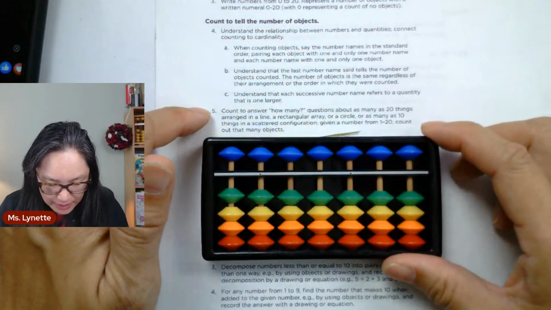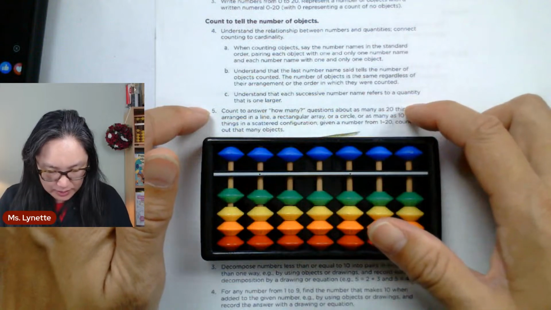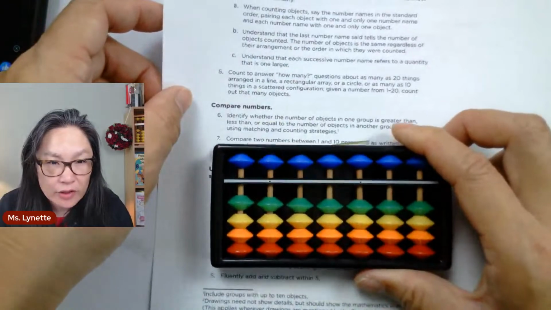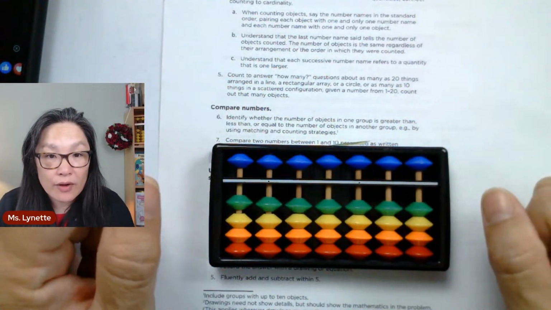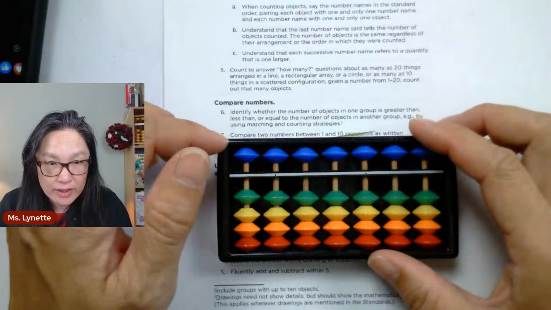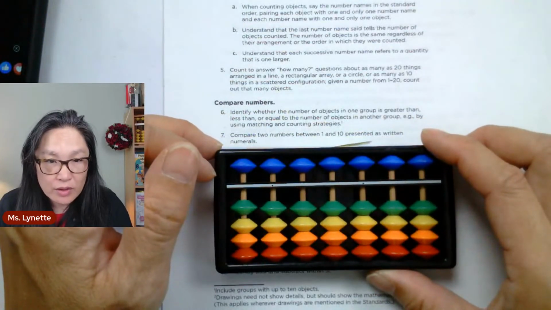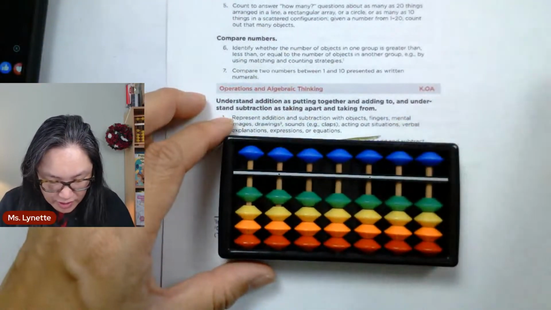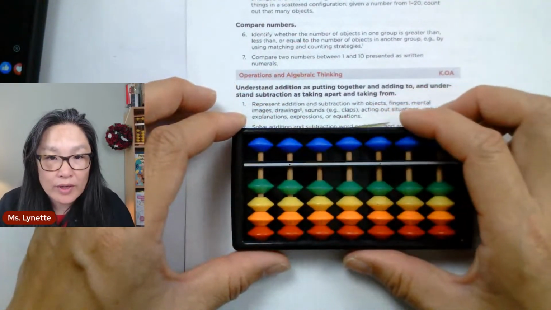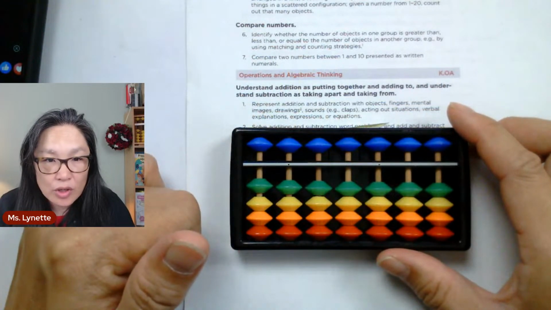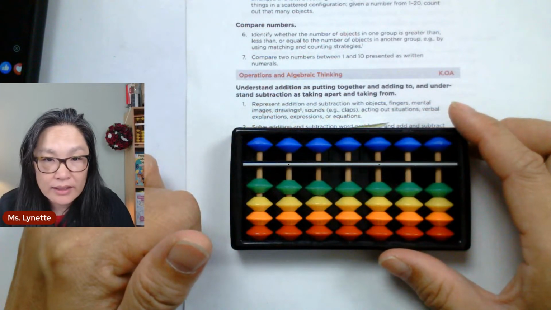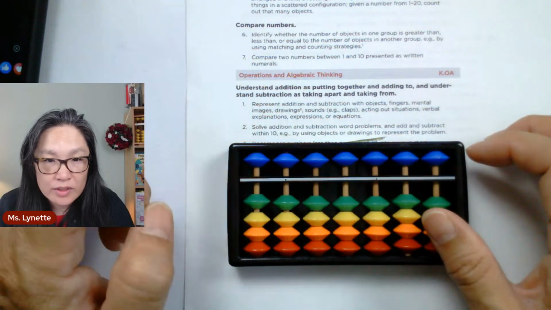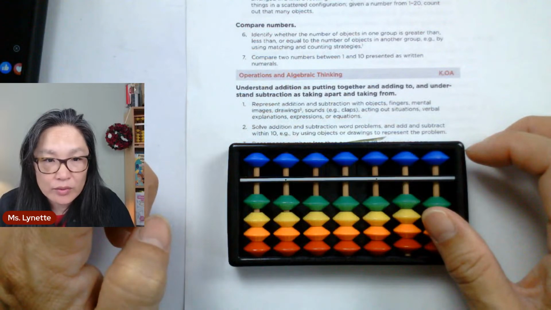So here it says count how many, as many as 20 things. That's easy because that's what we do. And then we do counting. So we do a lot of comparison. So after comparison, identify whether the number of objects in one group is greater than the other. Okay, so we can do that. And then we compare the two numbers representing the numerals. That's fine too. Here, represent addition and subtraction with objects. So we do that already, right? And mental images, drawings, sounds, acting situations, verbal explanations. Solve addition and subtraction word problems, and add and subtract within 10.